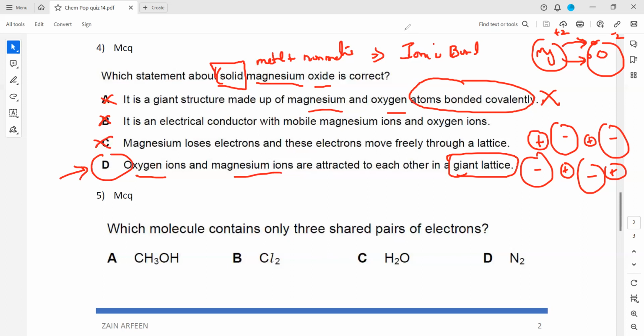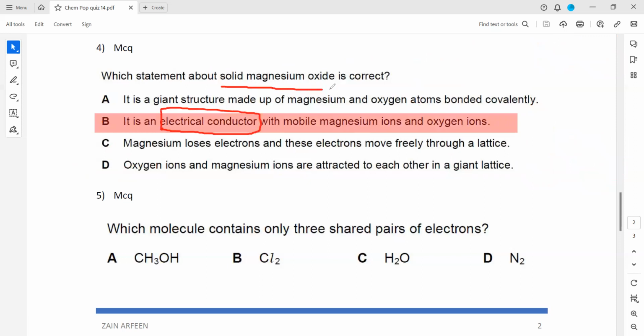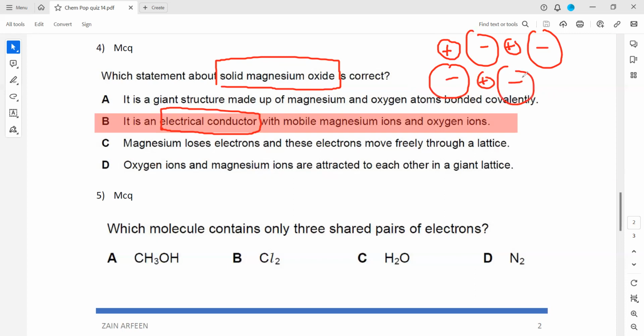Why B is wrong? If you see in statement B, it is written, it is an electrical conductor, but they are asking for solid magnesium oxide. Solid ionic compounds are not conductor. Why? Because in a solid state, in ionic compound, ions are not free to move. There is a regular arrangement of the oppositely charged ion, but these ions can only vibrate about the fixed position, but they cannot move from one place to another. But here in statement B, it's written, it is an electrical conductor. So solid is not a conductor.